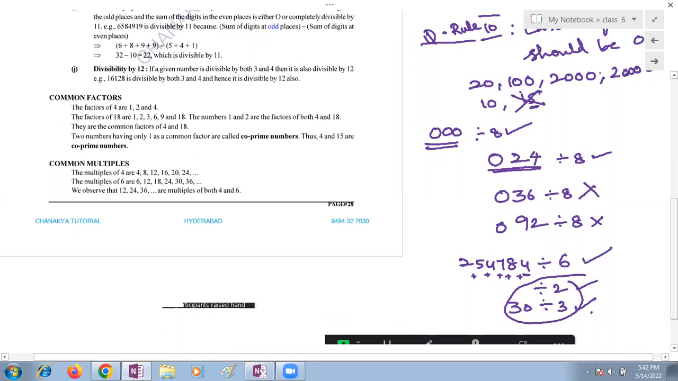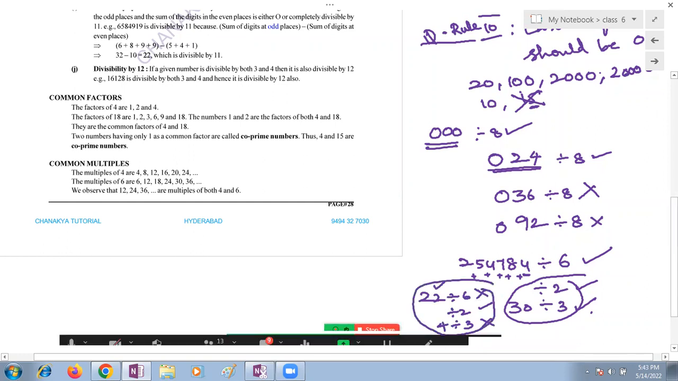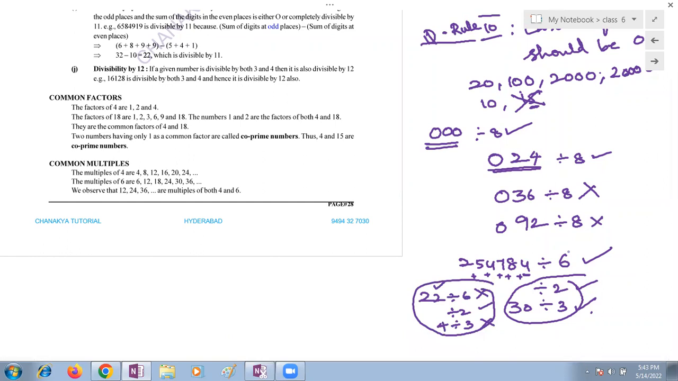If any one rule fails, suppose you see 22. Ma'am, to check whether the number is divisible by 6 or not, you check first with the 2 rule. It is true. So go with the 3 rule. 2 plus 2 is 4, and 4 is not divisible by 3. So the number is not divisible. If any one rule fails, either the 2 rule or the 3 rule, we can say that the rule is not satisfied for the given number for divisibility by 6.